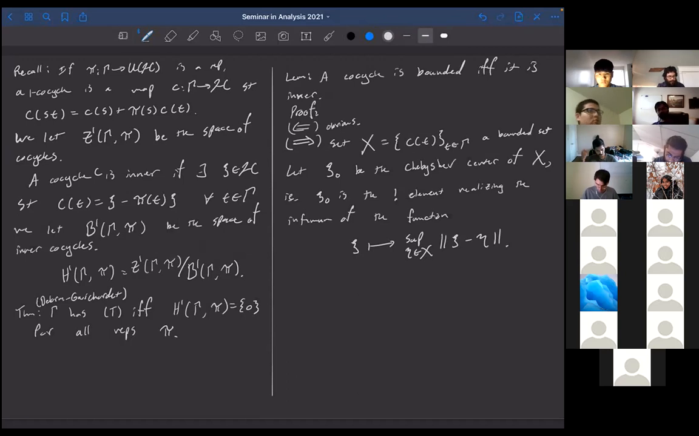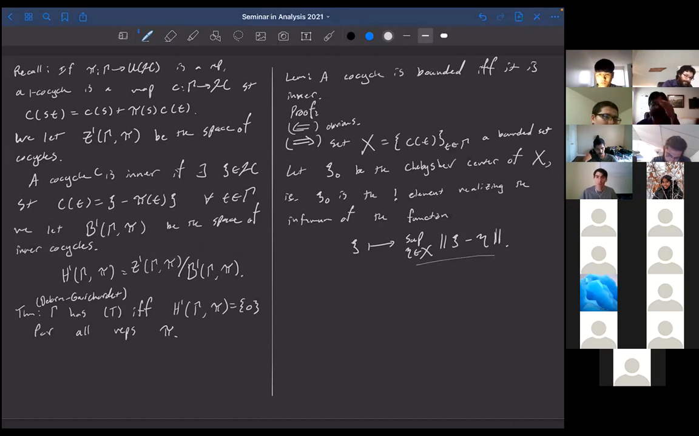As C tends to infinity, of course, this sup will get large. And this is a continuous function, so it's going to have an infimum. And there's a theorem which says that it attains its minimum. There's a vector which attains this minimum, and this vector is unique. That's called the Chebyshev center of the set. After the proof, I'll prove to you that it exists.